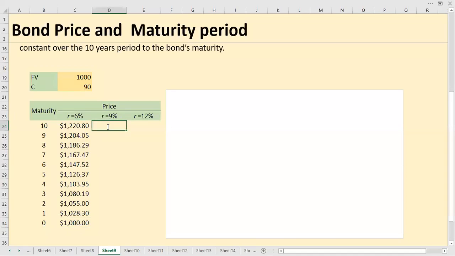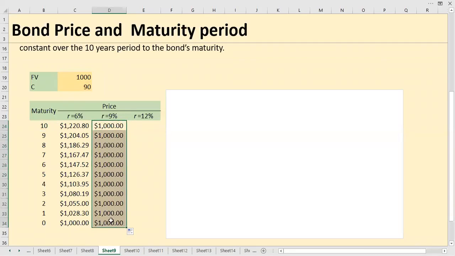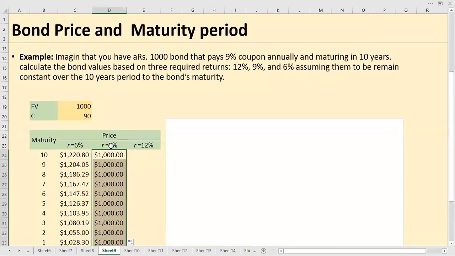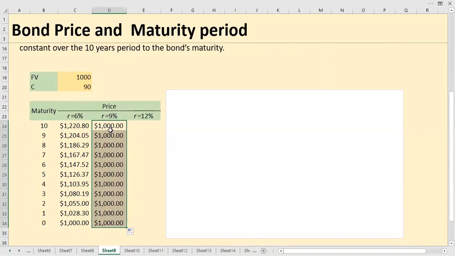When it is 9%, the only thing that is going to differ is the required rate of return. The required rate of return is going to be 9% instead of 6%. That's all. So I'm going to hit enter. So you get 1,000 rupees as we expected. Now if you copy this down, you get 1,000 rupees for all the maturities, because we know that when the required rate of return is equal to the coupon rate, the price of the bond is exactly equal to the face value.